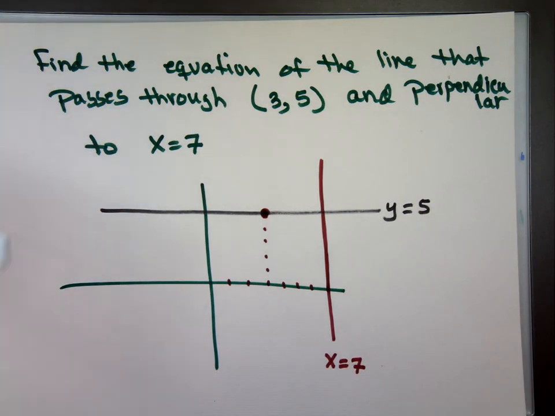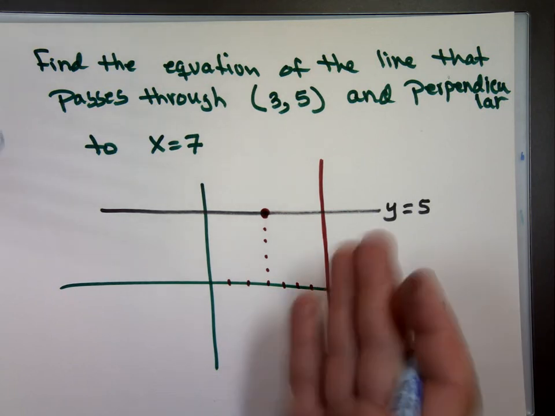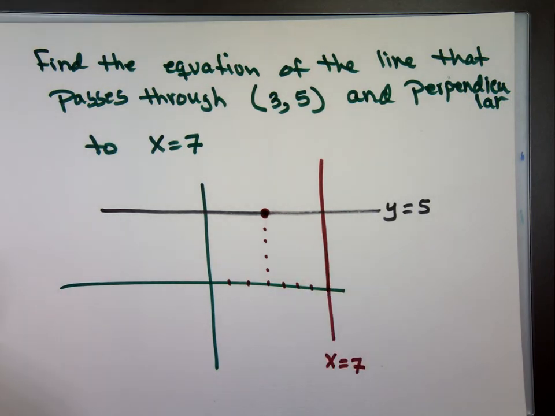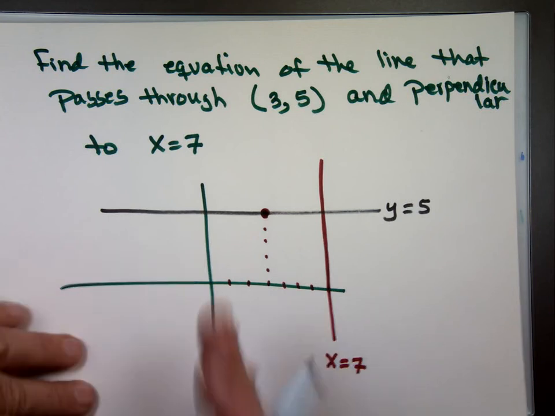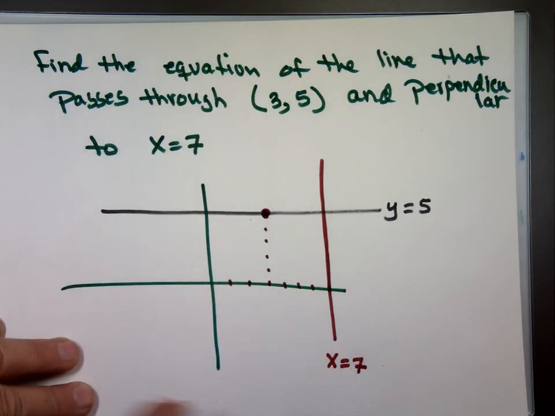So when they give you something like parallel or perpendicular to x equals 7, y equals 3, it might be easier if you just graph it, look at the picture, see what's going on, there's your answer. You don't have to use equations, nothing. If it says parallel, it will be up and down, right? It will be x equals 3. Perpendicular, y equals 5.